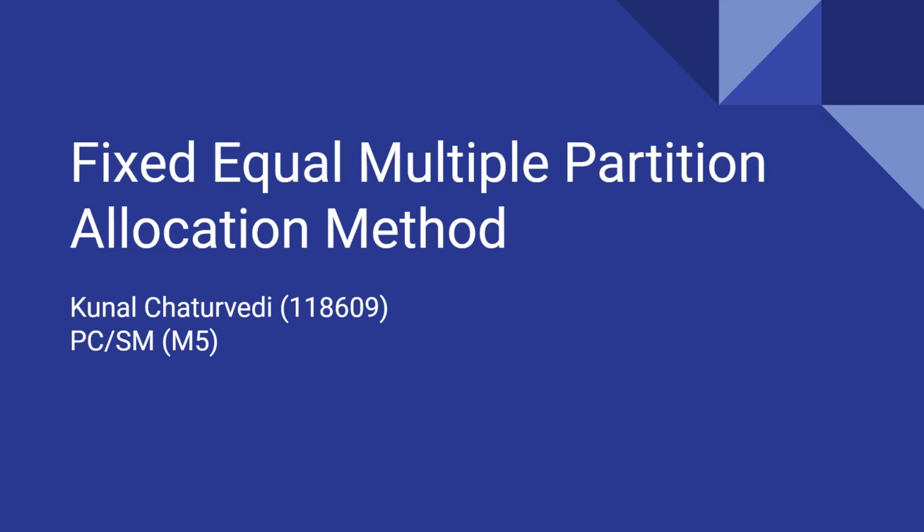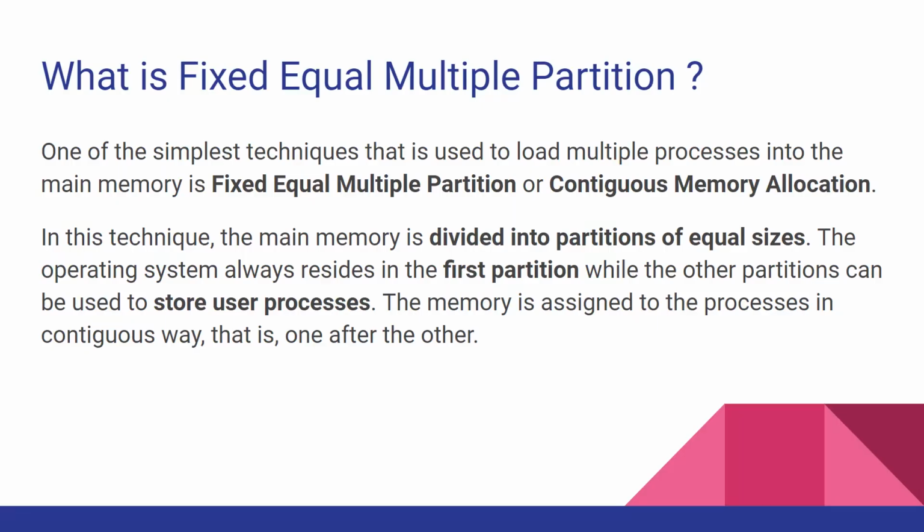My topic is fixed equal multi-partition allocation method in operating systems. So first of all, we will start with what is fixed equal multi-partition. One of the simplest techniques which is used to allocate memory into the main memory is called the fixed equal multi-partition method or contiguous memory allocation method.